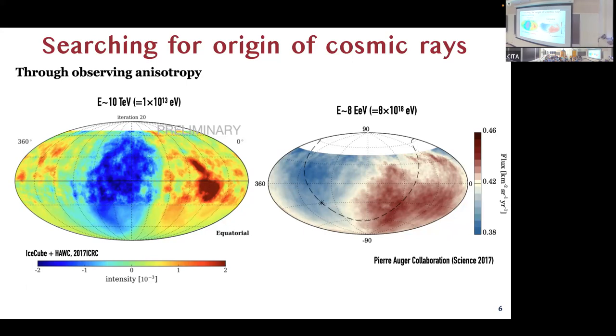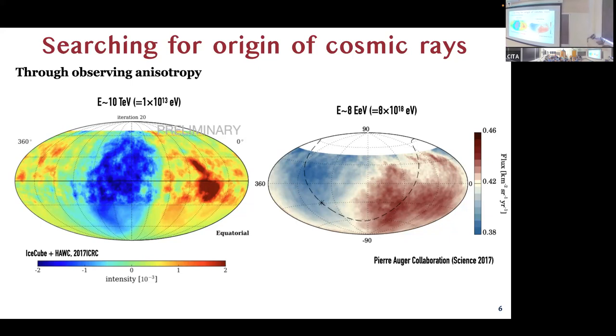So there was a study about that, and we now have two anisotropy measurements in cosmic rays. One is measured at an energy of about 10 TeV. You can see that there is a dipole, there's a preferred direction there. And at energies as high as 8 TeV, we now see about 10% anisotropy.